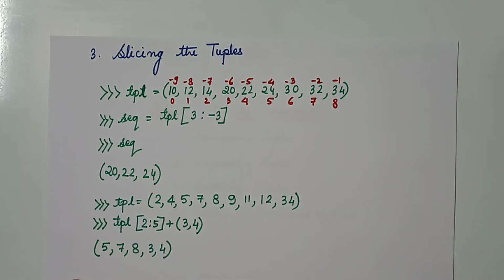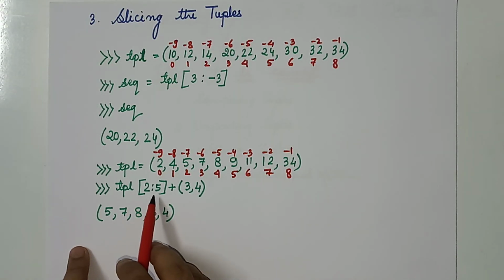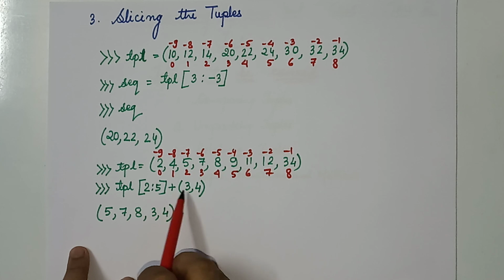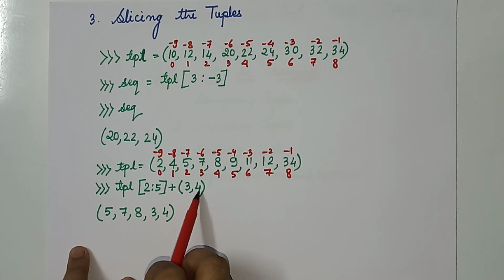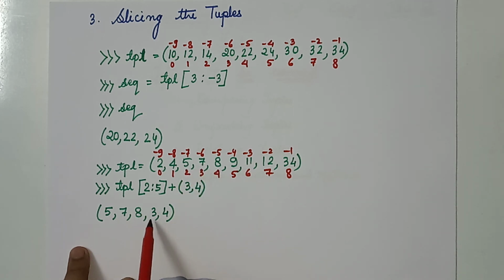Now let us see the next. Here tuple 2, 5 is written. 2, 5 means 2, 3, 4, that is 5, 7, 8, plus a new tuple is to be added, that is 3, 4. So the output will be 5, 7, 8, along with that 3, 4 will be added.